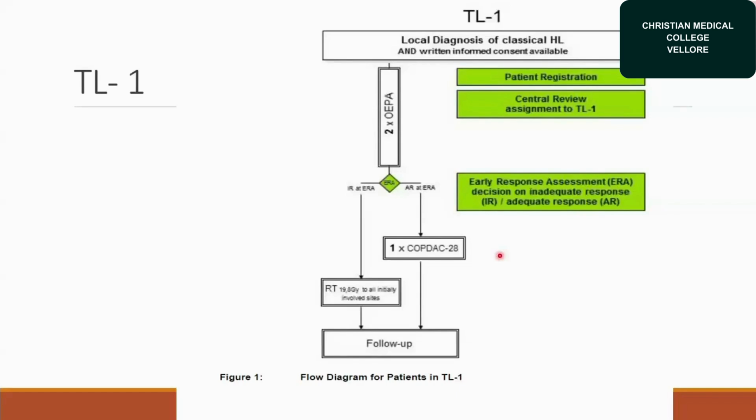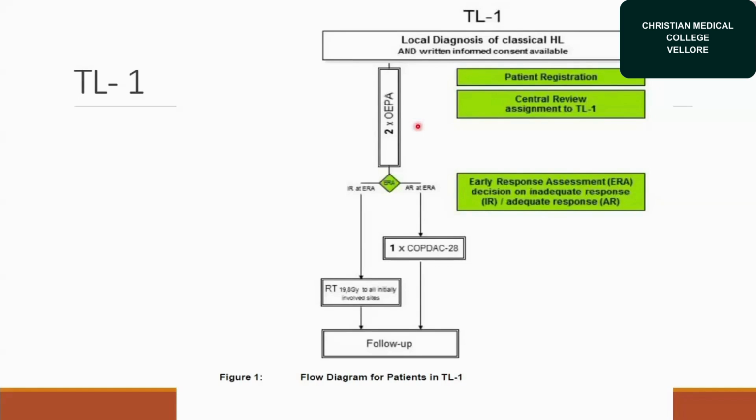And once we know for sure that this patient only has 1A, 1B, or 2A, they'll fall under treatment level 1. So these patients get 2 cycles of OEPA. This is quite intensive. OEPA is an acronym of all the medicines that are used. O is oncovin or vincristine, E is etoposide, P is prednisolone, and A is adriamycin. So all patients get 2 cycles of OEPA. These cycles take 15 days of treatment followed by a 2-week gap.